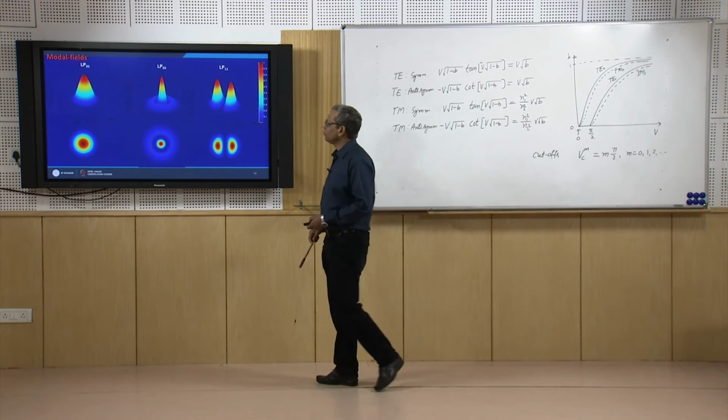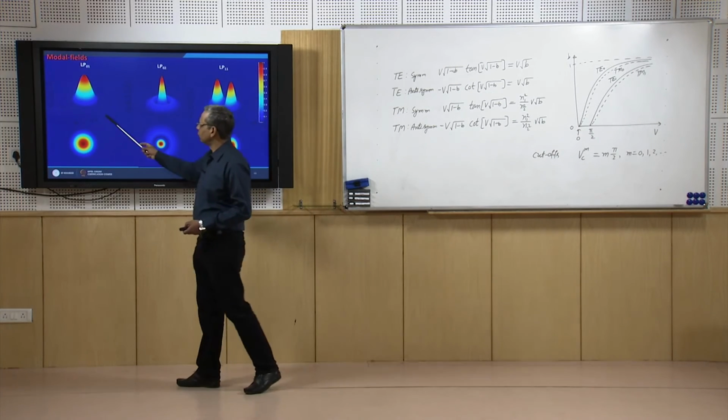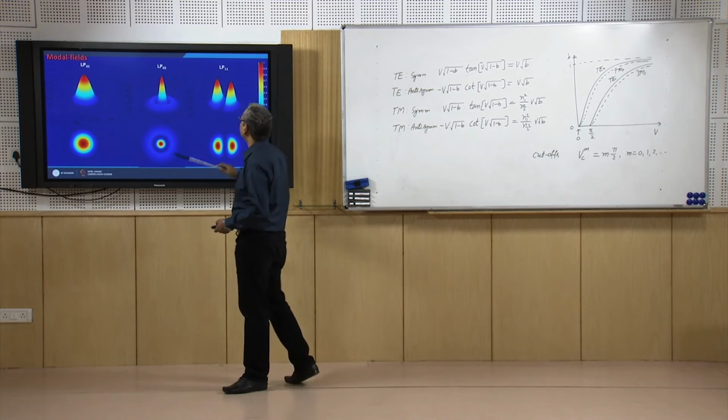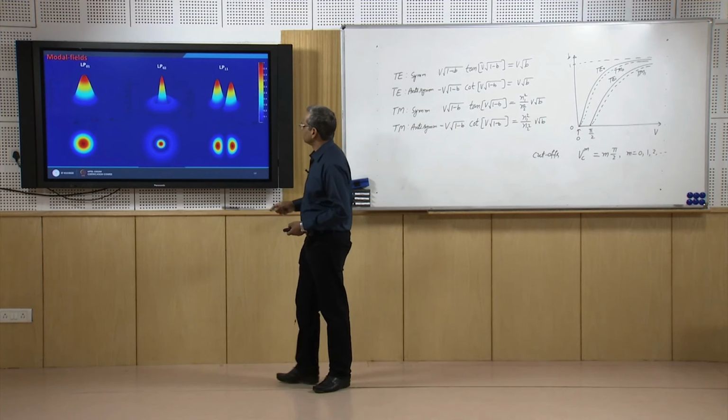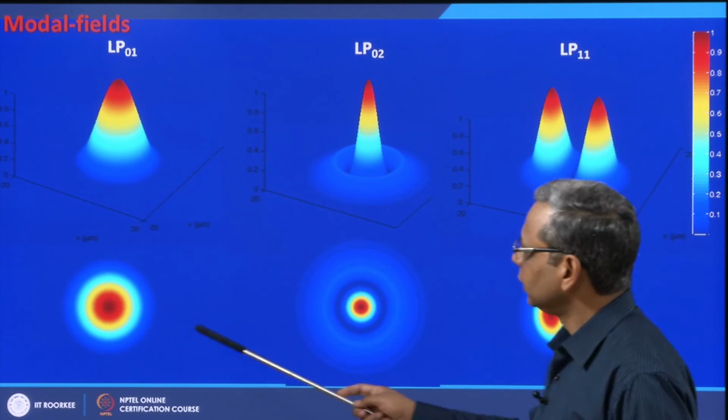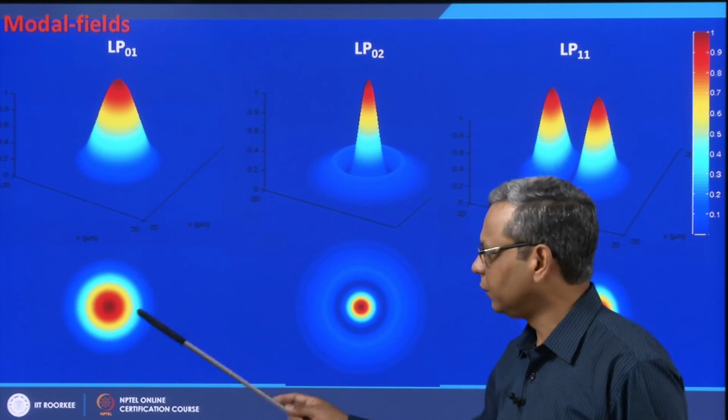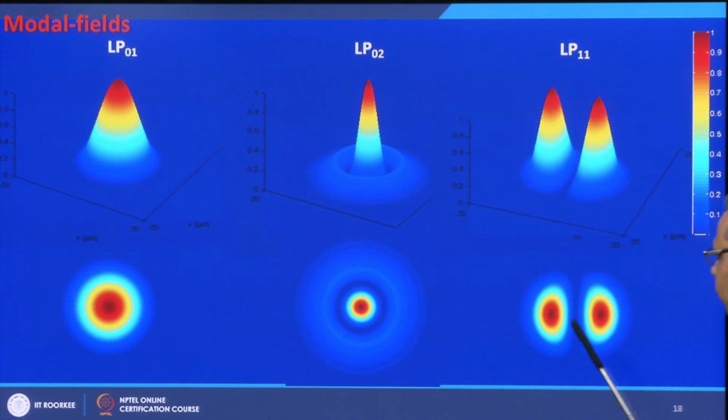This is how the modal fields would look. This is the LP01 mode, LP02 mode, LP11 mode. These are 3D plots, and these are the plots when you see them from the top. These are the contour intensity plots.